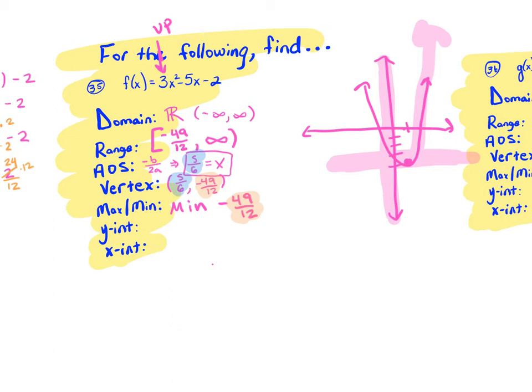What is our y-intercept? It's got to be a coordinate point. 0, negative 2. So when we plug in 0 for x, we get negative 2. And then how do we find our x-intercept? We factor the equation, so we set y equal to 0. So this is 3x squared minus 5x minus 2 is equal to 0.